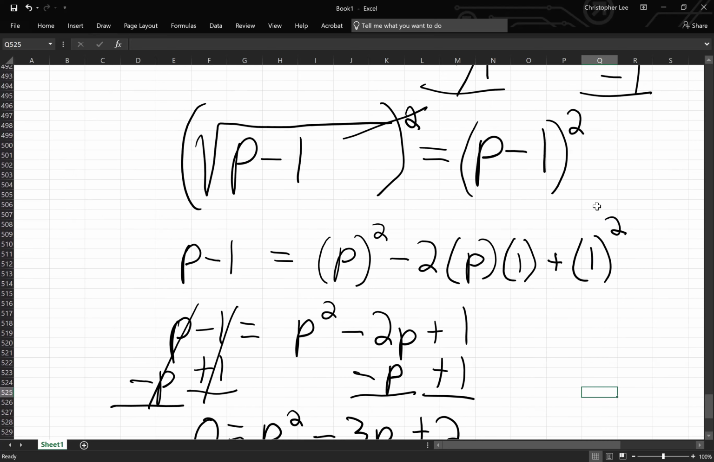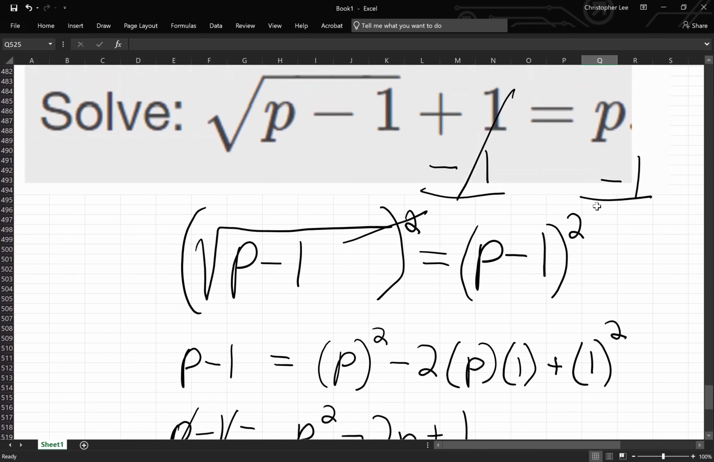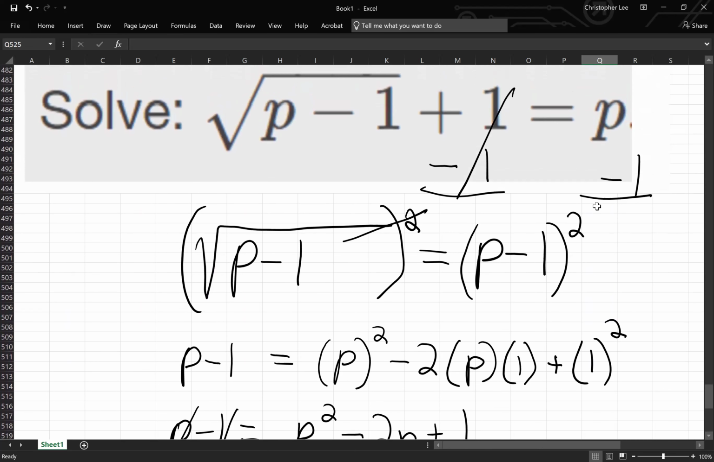Questions on this so far? Remember, step one, you want to isolate the radical, right? You want the radical on one side, you want everything else on the other side. Then you're going to square both sides to get rid of that radical, right? Because the radical is a problem with us solving this. Go ahead.